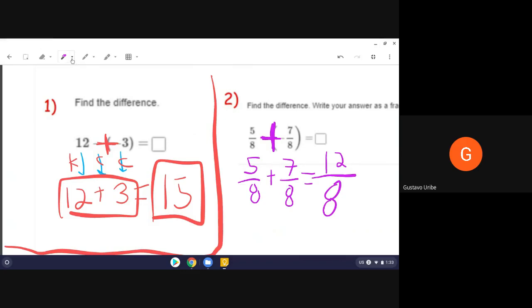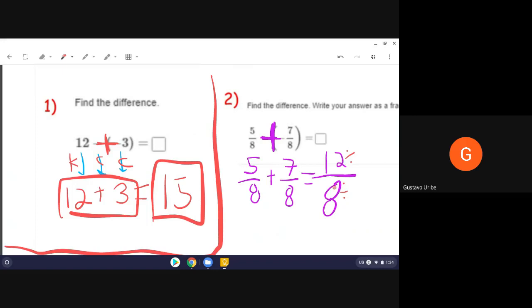Now, 12 eighths. I don't expect you to turn this into a mixed number. It's fine as an improper fraction, but it wants it in simplest form. So we're going to have to simplify this, and hopefully this is a review from previous grade. I'm going to have to take this 12 and this 8, and figure out what I can divide them both by.